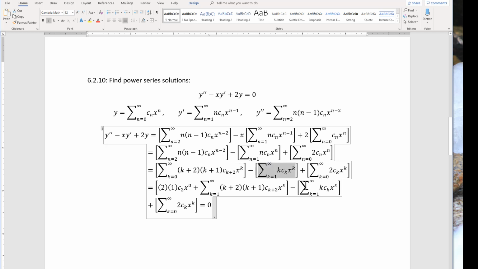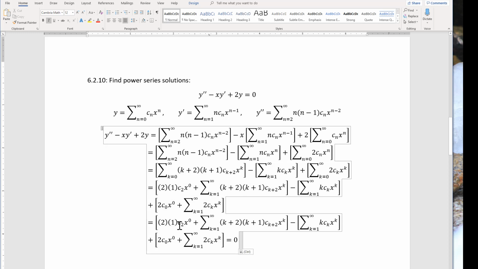Alright, the second series does not need to change, but the third series also starts at 0. So now I want this series to start at 1, which means within that series I'm going to have this term where k is equal to 0. And I guess that's all we can do, because we can't really simplify that anymore. I mean, x to the 0 is equal to 1, so we can fix that.